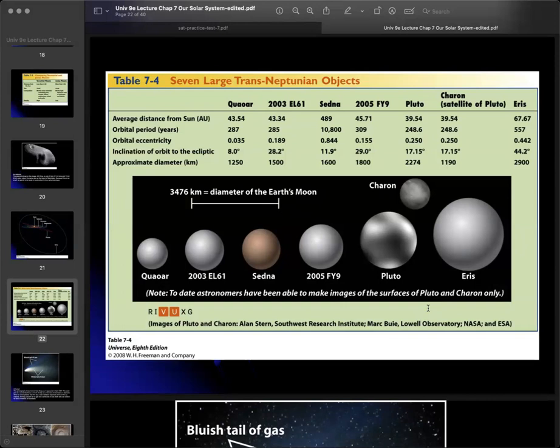So, 7 large trans-Neptunian objects. These are called trans-Neptunian because they are located beyond the orbit of Neptune. So: Quaoar, 2003 EL61, Sedna, 2005 FY9, Pluto, its moon Charon, and Eris.